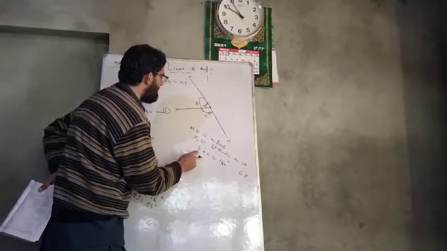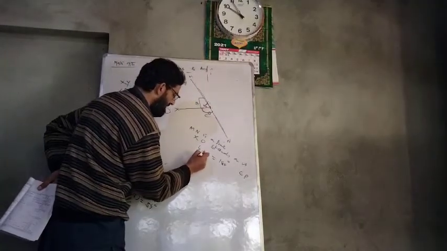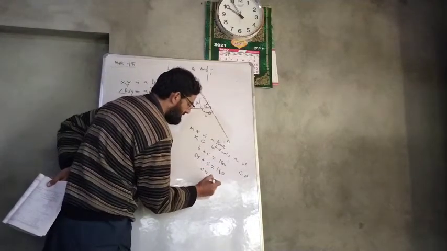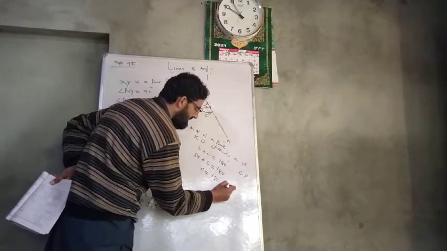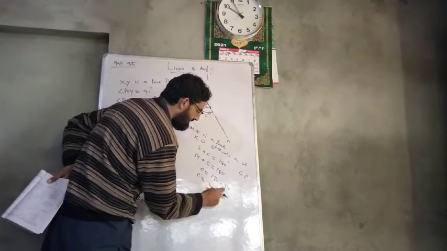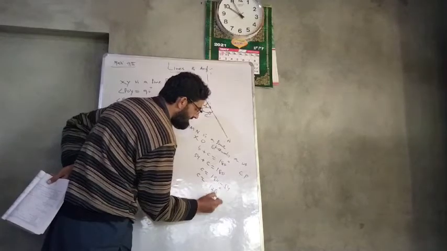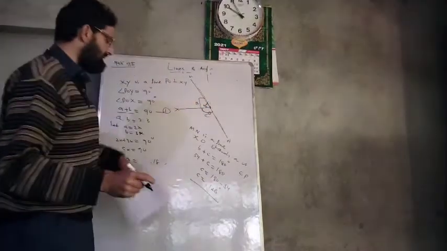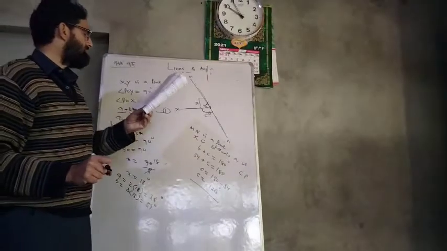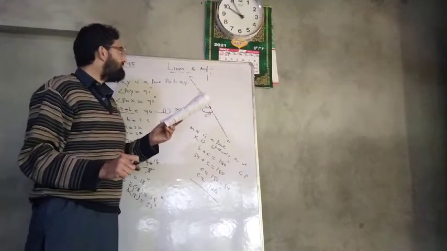B is given, this is 54, plus angle C is equal to 180. So C is equal to 180 minus 54. What is C? C is equal to 126 degrees. So angle C is 126 degrees. This is how it goes. So this was question number 2.